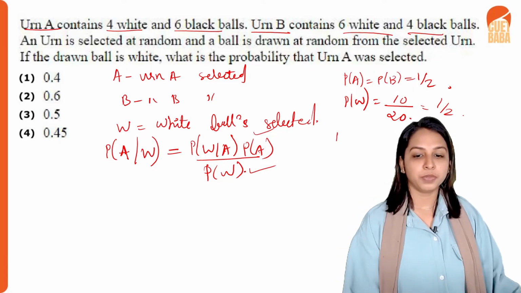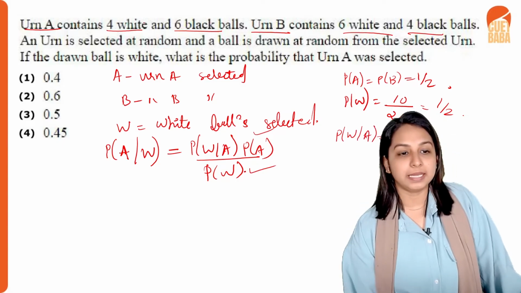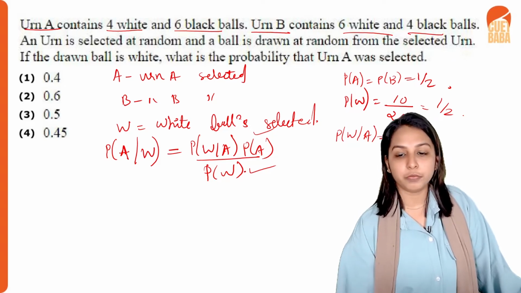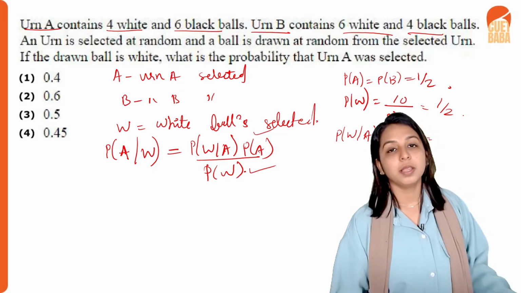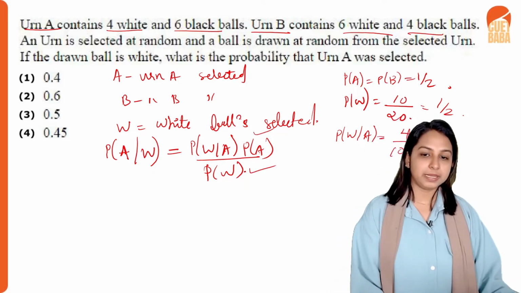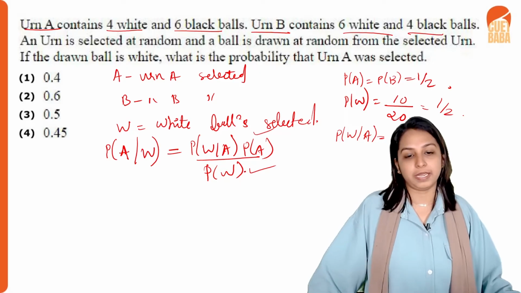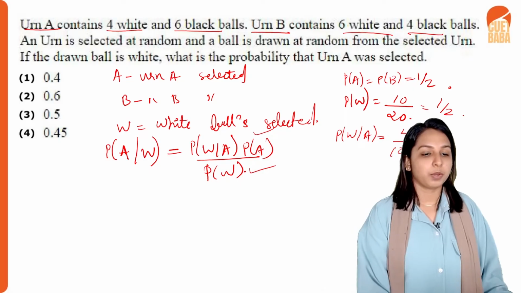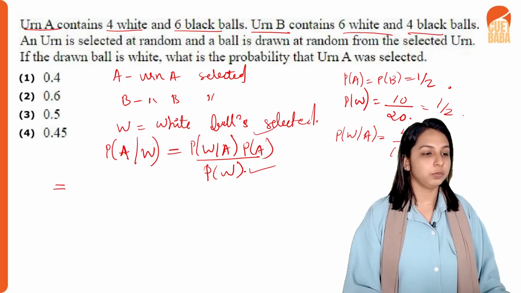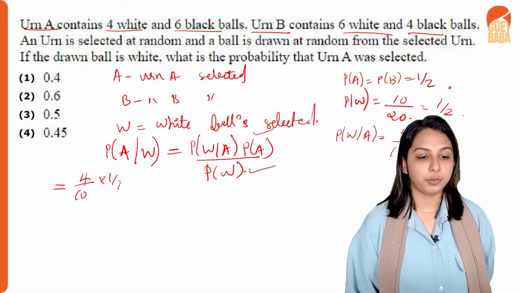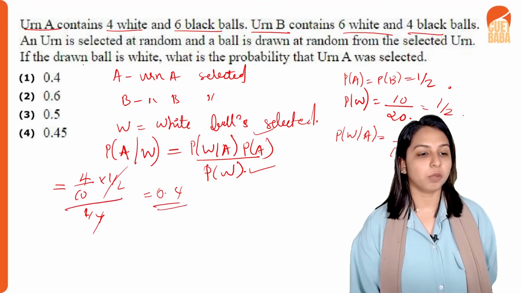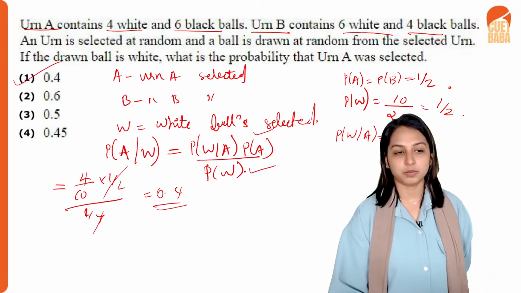That will be equal to probability of W given A, which is the total number of balls in urn A divided by 10, and choosing a white ball among them will be 4. So it will be 4 by 10. If we want, we can simplify that. So substituting these values for probability of W given A, probability of A and probability of W, we get the answer for probability of A given W, which is equal to 4 by 10 into 1 by 2 divided by 1 by 2, which is equal to 0.4. That is, option 1 is the right answer. 0.4.